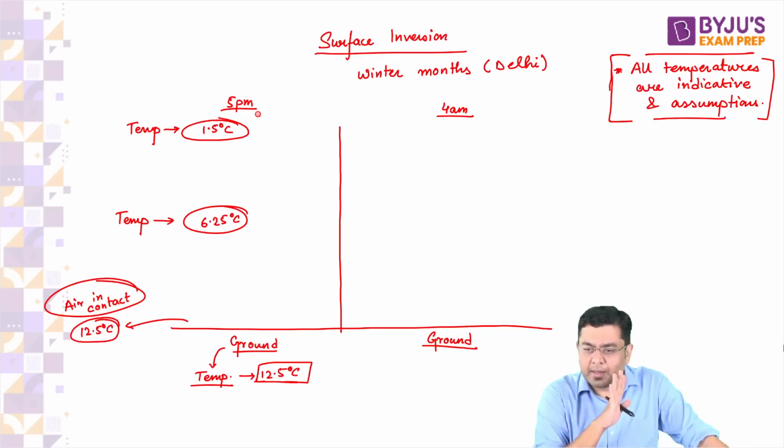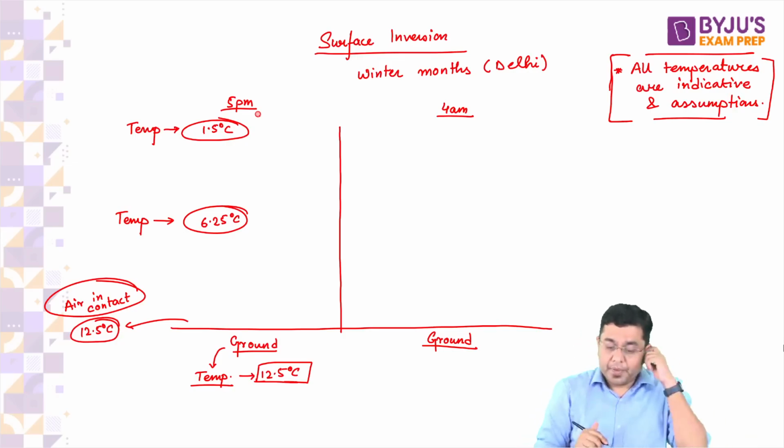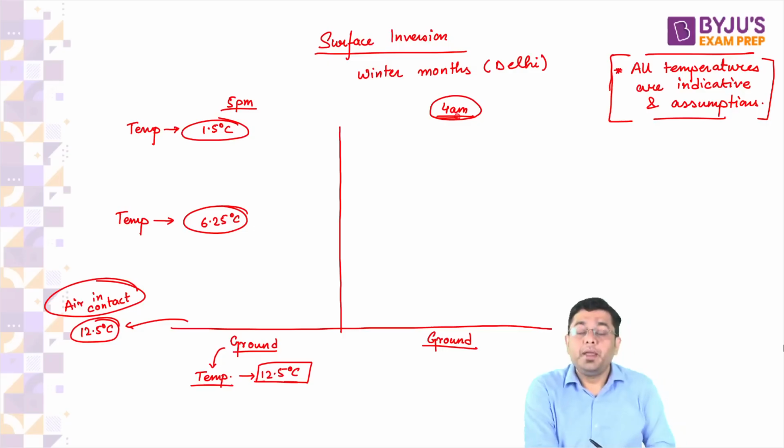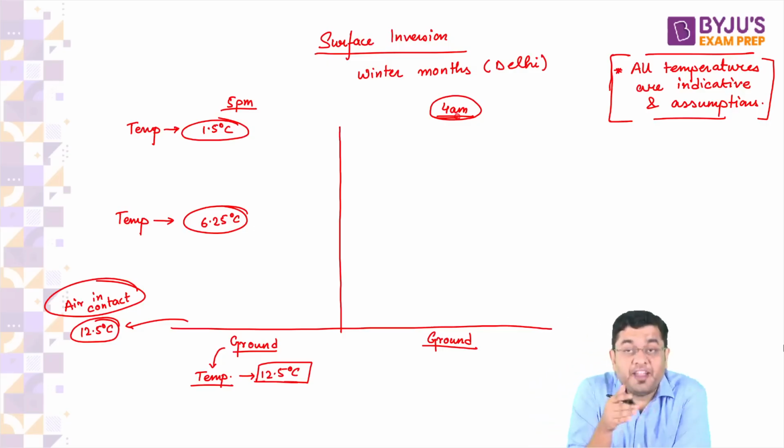Is that perfect? Now, when we talk about 4 a.m., basically 4 a.m. means after 5 p.m., generally the sun will set. As the sun sets, there is no gain of heat. There is a consistent loss of heat which is experienced. So, as that heat is being lost consistently, the ground will get colder.